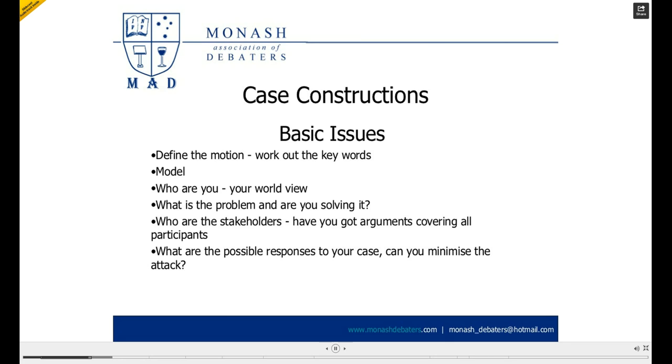What they needed to have said was, yeah, it's going to be difficult. We're going to lose a lot of revenue, but here are the reasons why it's worth it. So if you can realise that you may have to argue for things that are difficult, you're going to get attacked on them, and build responses to your case, you'll do heaps better. Cool. So they're the basic things when it comes to case construction, and we'll go through all those now.